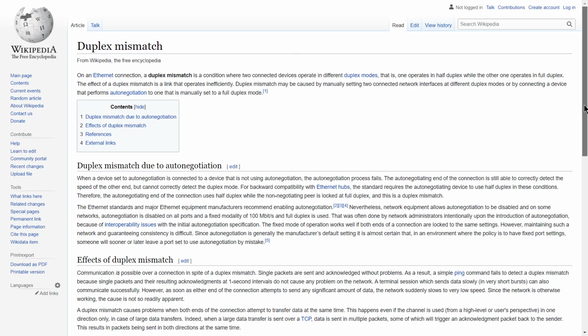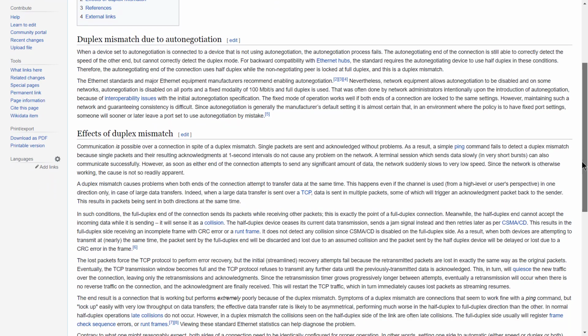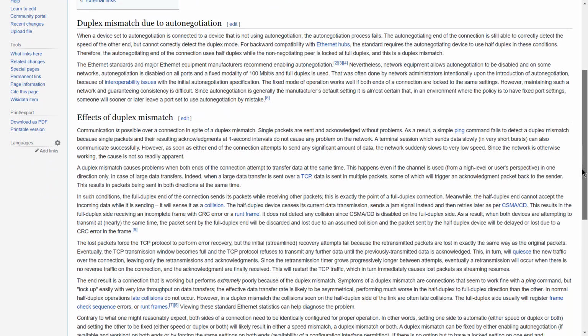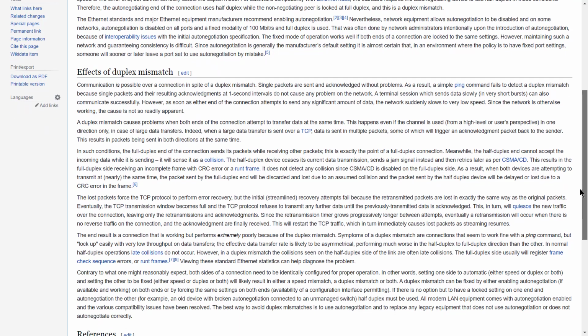Explore it if you want. And if you go a bit down, here it has mentioned something about the late collision. So let's study. Okay, it is telling the end result is a connection that is working but performs extremely poorly because of the duplex mismatch.